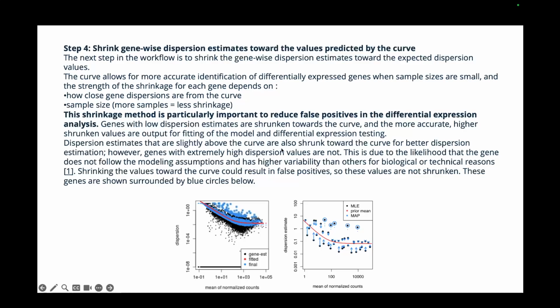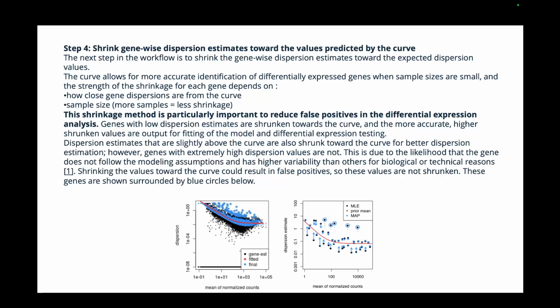Dispersion estimates that are slightly above the curve are also shrunk towards the curve for better dispersion estimates. However, genes with extremely high dispersion values are not. This is due to the likelihood that the gene does not follow modeling assumptions and has higher variability than others for biological or technical reasons. So, for technical reasons, variability you have already weeded out with batch effect removal, composition bias removal, and different kinds of bias removal.